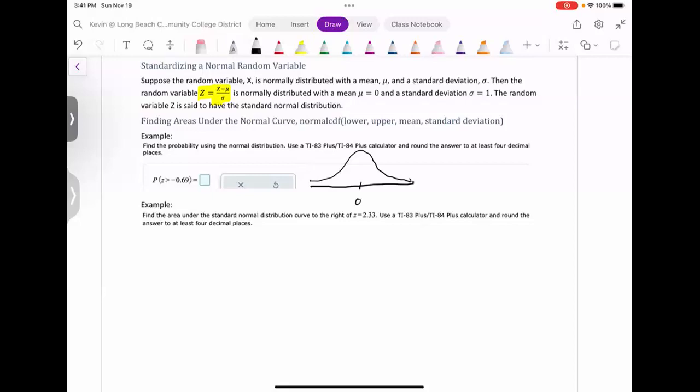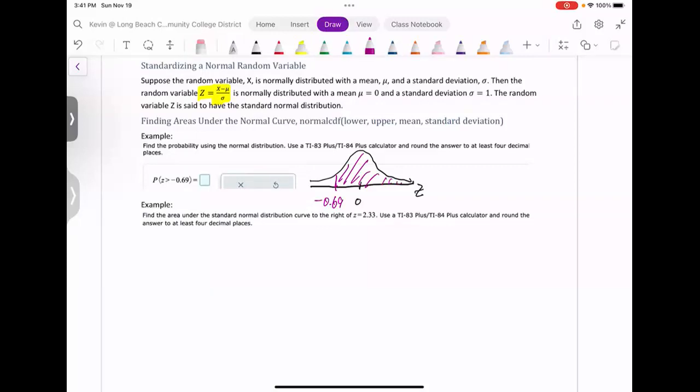Now, we're doing standard normal now. This is now a z. Now, we need to understand that the negative numbers are to the left of 0 and the positive numbers are to the right of 0. And what we're going to do is shade in the area. So here we have our negative 0.69, and they want to know when it's bigger than that.